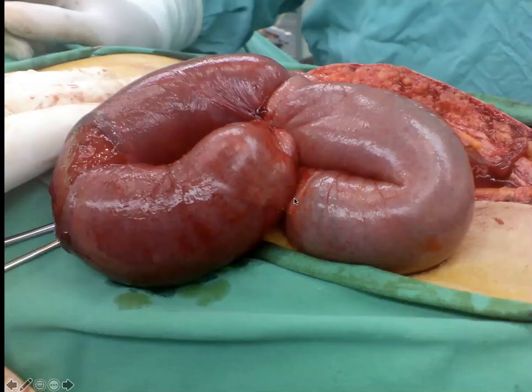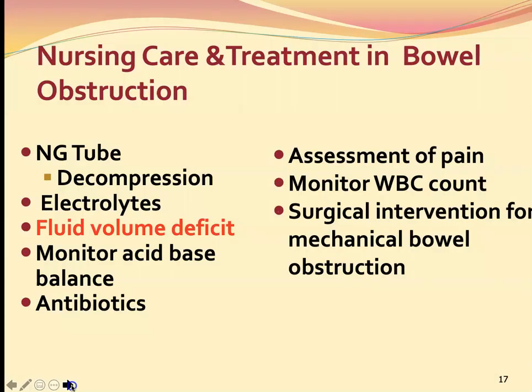That doesn't look normal at all. Looks like it's filled with something, and there's some form of obstruction right there. So nursing care and treatment in bowel obstruction, the most common orders you'll get is insertion of an NG tube to basically decompress the stomach.